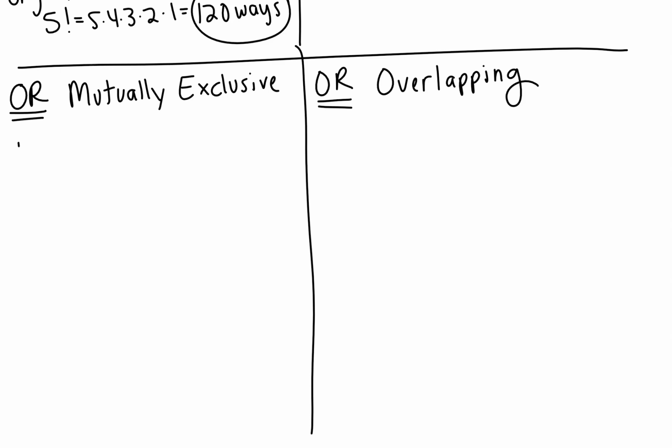So I'm going to say, for mutually exclusive, if you're doing the probability of A or B, we had this little, you can call it a formula if you want, the probability of A plus the probability of B. So you just found each probability and you added them together.